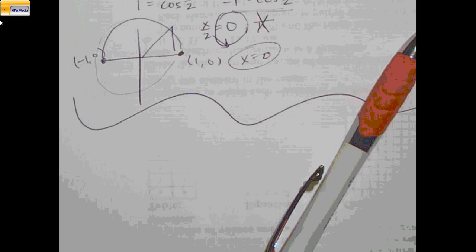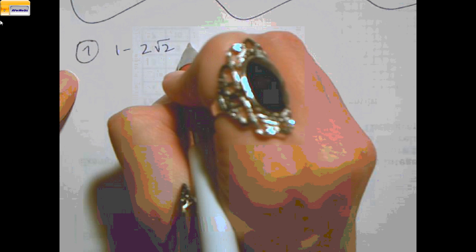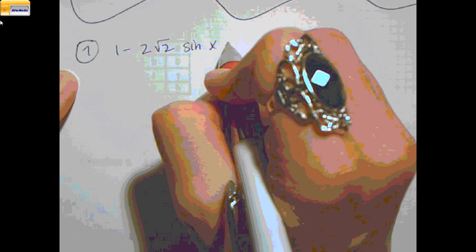Alrighty. 7 it is. Let's do number 7, everybody. Yep, she's on top of it. All right, what's it say, Ashley? It says 1 minus 2 radical 2, times sine of x, times cosine x. It has to be equal, from 0 to 1.